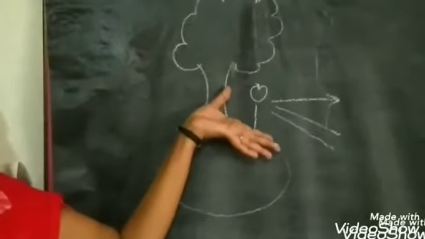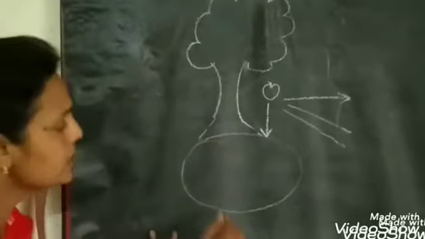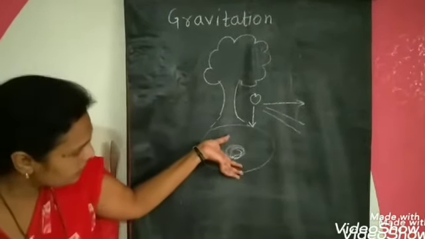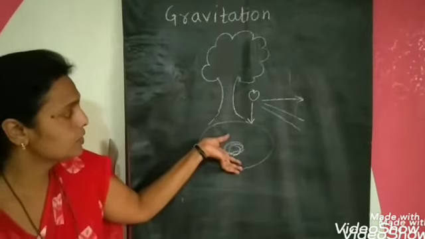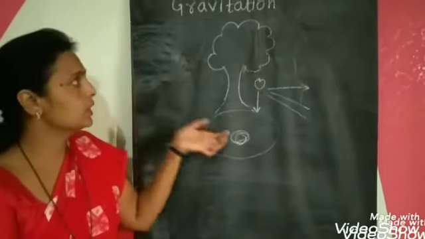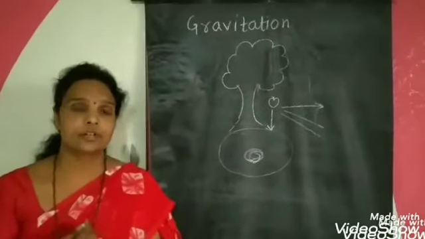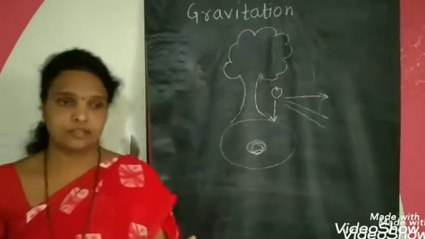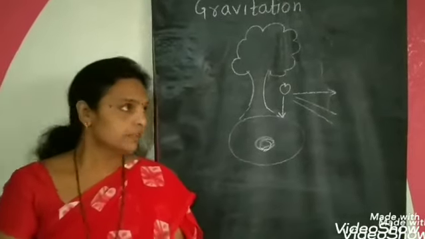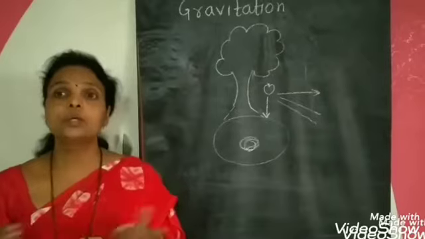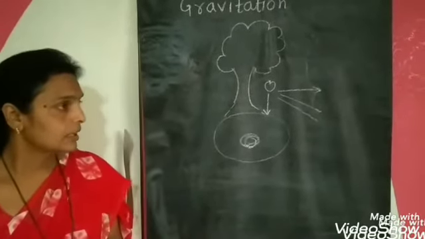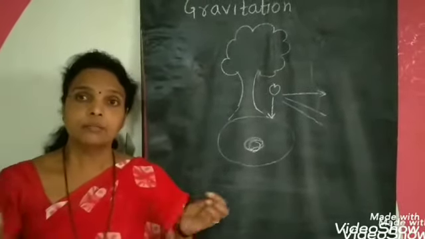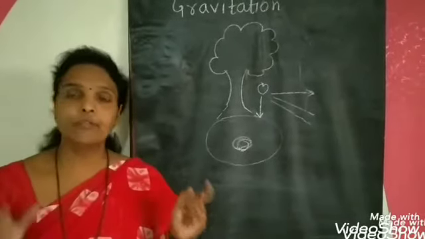By observing this phenomenon, he concluded that there is something present in the center of earth, and that force due to which the apple is attracted toward the earth, he named the gravitational force. Not only apple and earth, every object present on the earth has attraction between two objects. Suppose if I take two objects, then in between the two objects there is a little bit of force present.